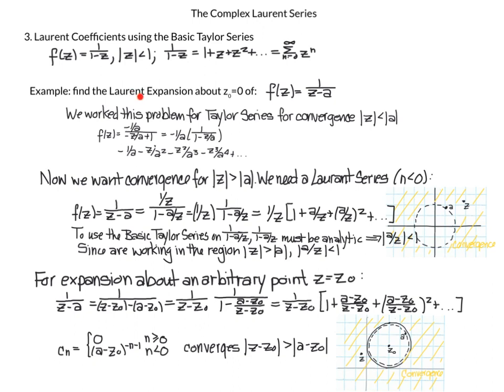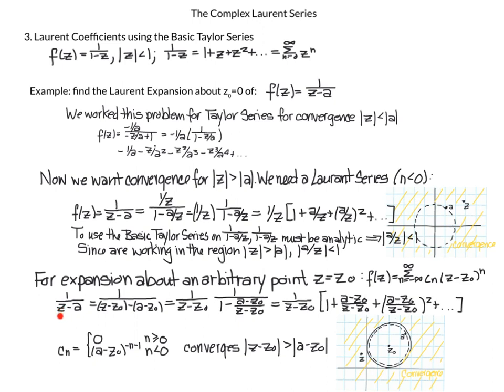One more addition to the problem of the Laurent expansion about z naught equals 0 of f of z equals 1 over z minus a. We just did the expansion here. So this is the work that we did from the previous slide. And now we're going to look at expanding about an arbitrary point z equals z naught. Since our Taylor series is going to have this form where we have our coefficients times z minus z naught to the n, we want to introduce a z naught as something of this form, z minus z naught.